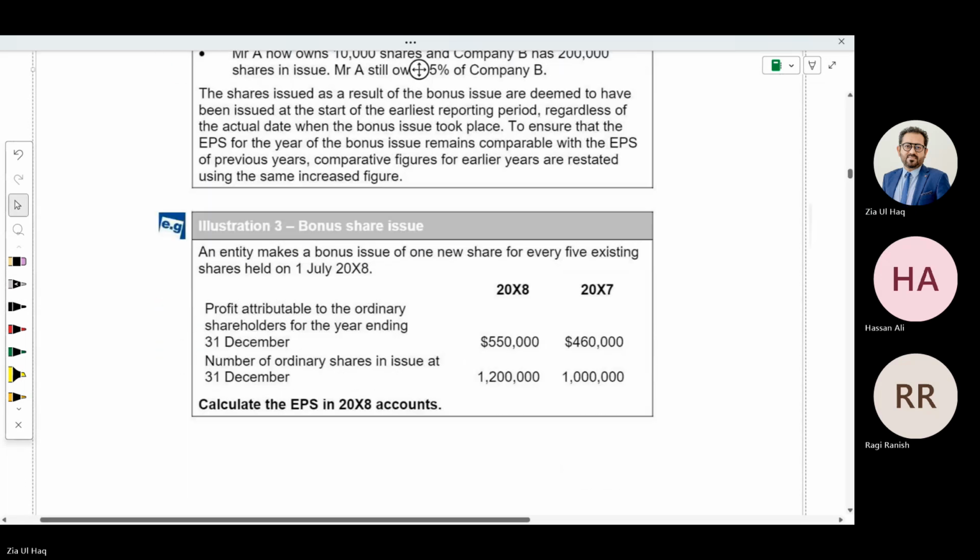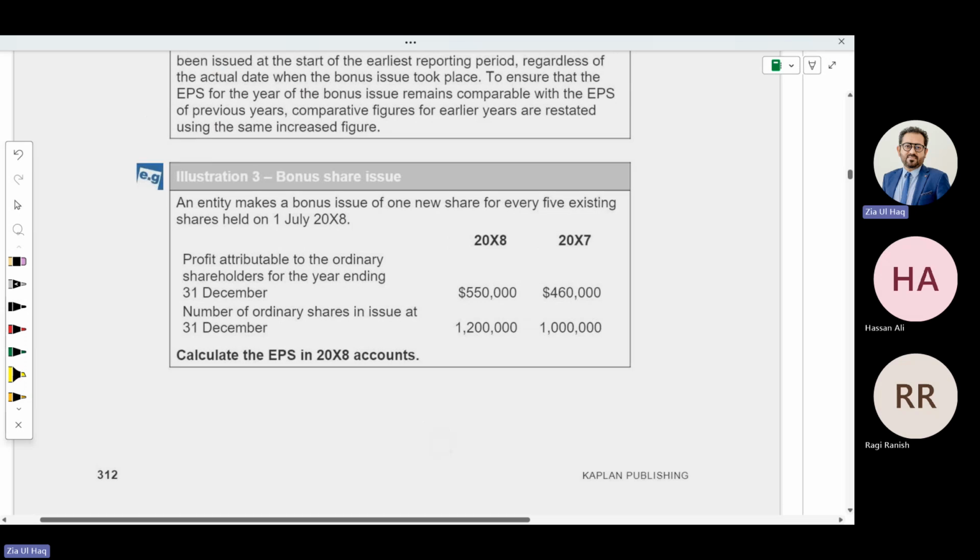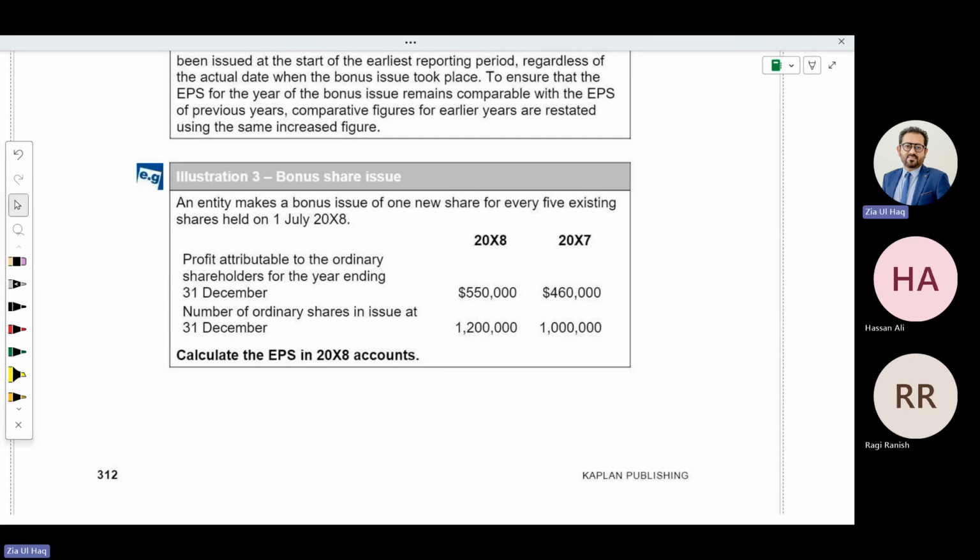Illustration 3. An entity makes a bonus issue of 1 new share for every 5 existing shares held on 1st July 2008. Meaning 1 new share against 5 existing. Profit attributable to the ordinary shareholders, meaning earnings for 20X7 and 20X8, is this one. The number of ordinary shares in issue at 31st December before, meaning at the start, was 1 million. If 1 million was before they issued 1-for-5, how many new shares were issued as bonus?